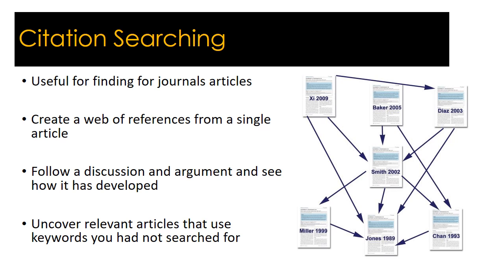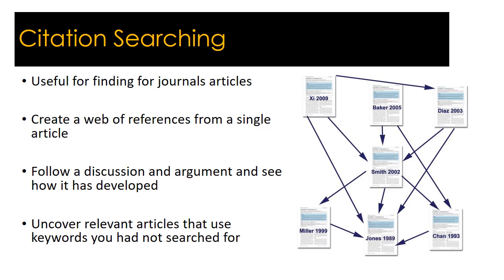Another way of conducting a search is citation searching. This is useful for finding journal articles, as you are looking at what was referenced in a given journal article and who has used that article since it was published, assuming that they will be closely matched topics. In this way, you're effectively creating a web of references from a single journal article. And this can be really useful if you haven't found many references so far.